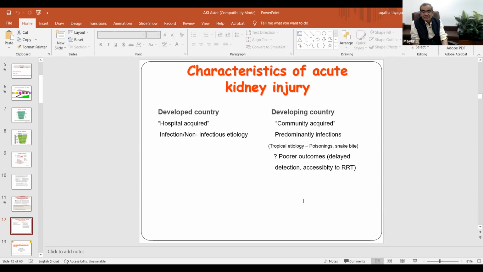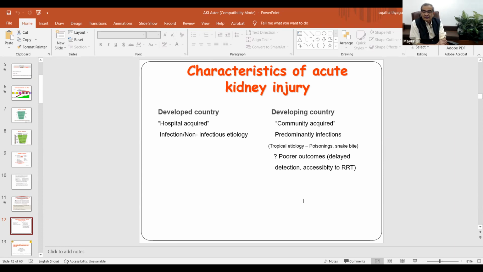There may be a lot of non-infectious etiologies, for example, post-transplant, multi-organ transplants, and so on. Whereas in a developing country, I think here we need to make a distinction. The place where you are working now is not truly representative of the entire country and the entire range of our country population. So that's why here you may not see a lot of community acquired, and what is applicable to developing country, you may see more of what is written under the column of developed country.